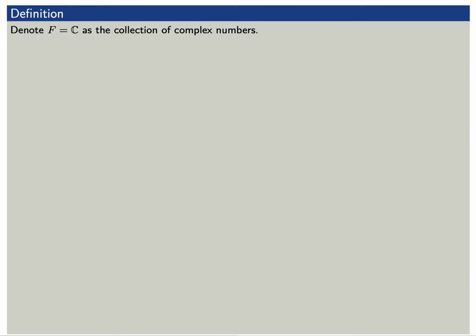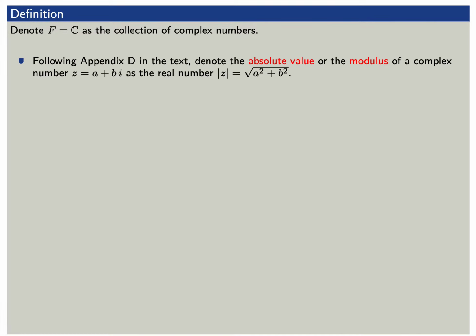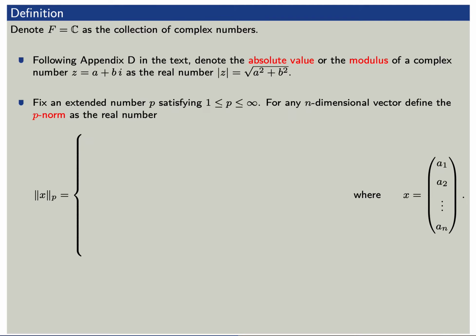But today, we'd like to introduce the concept of a standard inner product. Let's denote F as the collection of complex numbers. Recall that given a complex number z of the form a plus bi, we can define its absolute value as the square root of a squared plus b squared. We also define the concept of a p-norm. Given an n-dimensional vector x with entries a1, a2 through a sub n, we can define the p-norm in one of three cases as follows.